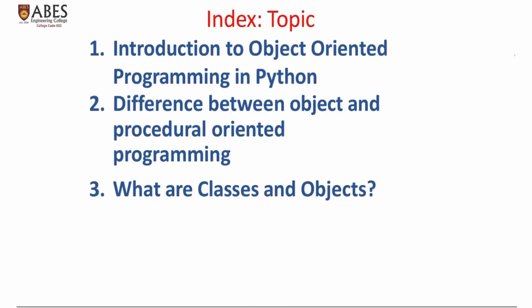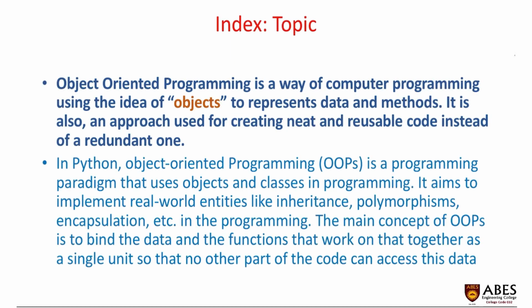There are some topics we will discuss. First is introduction to object-oriented programming in Python. Second is the difference between object-oriented programming and procedure-oriented programming. Third topic we will discuss is what is a class and object. So now we will take the topics one by one. The first topic is what is object-oriented programming.